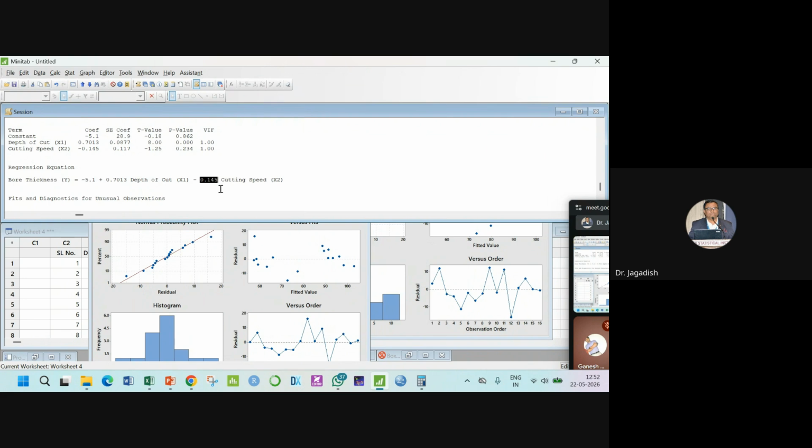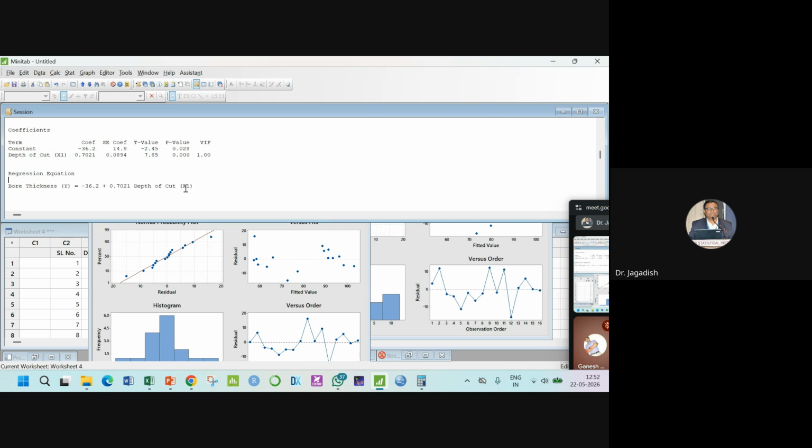When there is not much influence, that negative influence with a coefficient of 0.145, keeping it in the model or removing it from the model, you will not find much difference. So the model will be this only: 30 minus 36.2 plus 0.7021 into depth of cut. So this is the bore thickness value, and the coefficients are this.